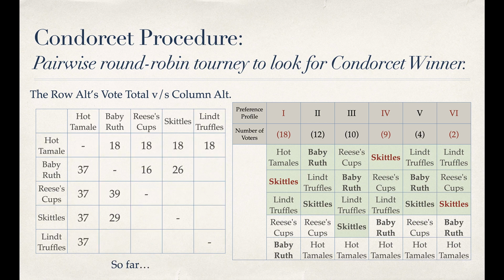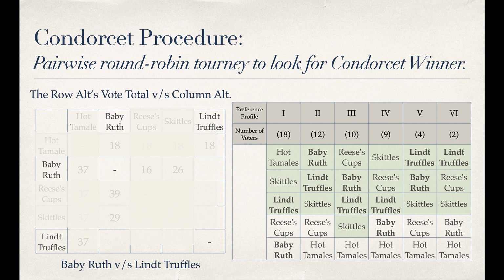But remember, what I'm looking for here in the Condorcet procedure is: is there one alternative that beats all the other alternatives? If not, the Condorcet procedure does not give you a group choice, or a unique group choice, I should say. All right, what about Baby Ruth versus Lindt truffles?